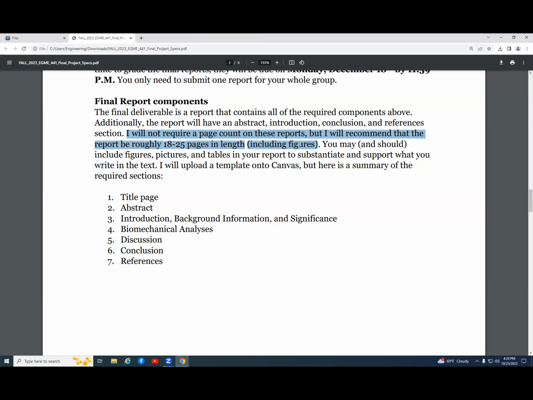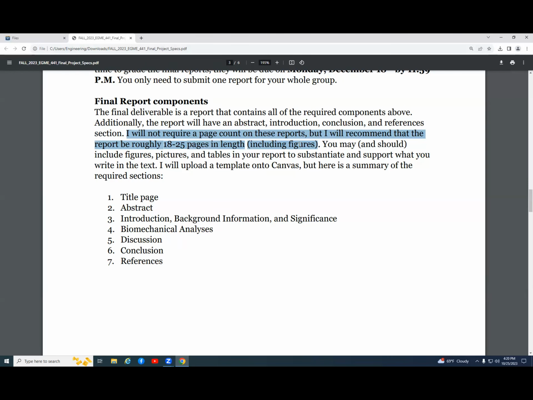And speaking of figures, your report should have liberal use of lots of figures, tables, and pictures. Not only to substantiate maybe the discussion or the introduction, but I think more importantly, for your calculations, I want to see things like free body diagrams. I want to see things like where the forces are acting, things like that.